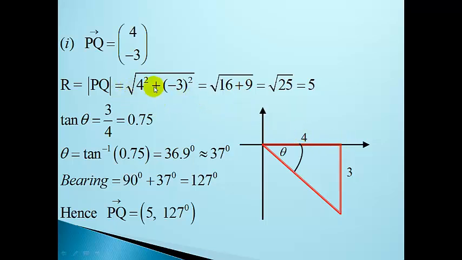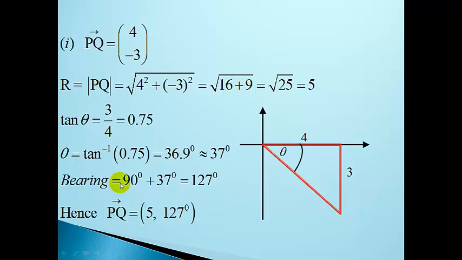Now the first thing we do is to also find the magnitude. The magnitude of PQ will be equal to the square root of 4 squared plus (-3) squared, which is equal to the square root of 16 plus 9, the square root of 25, and the answer is 5. Now we are finding the angle theta. Theta is opposite to the side 3 and adjacent to the side 4, so tan theta will still be 3 over 4, which is 0.75. If you want to find theta, you take the tan inverse of the right hand side, and tan inverse of 0.75 is equal to 36.9, approximately 37 degrees.